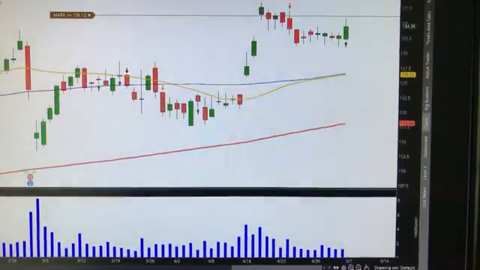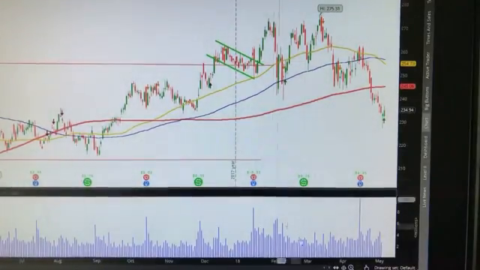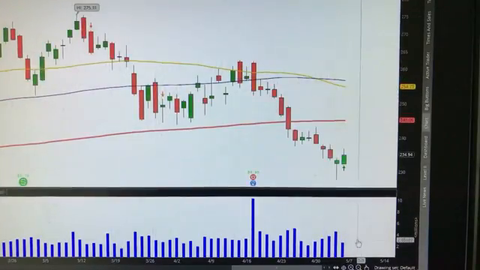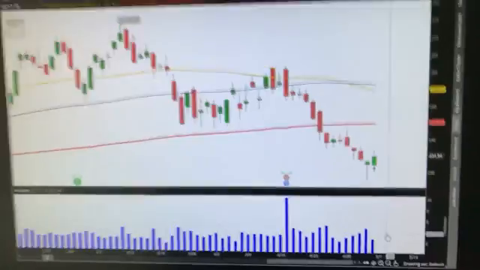We have the same signals on the S&P 500, and we have the same signals in the NASDAQ 100. So from my perspective here, this is an opportunity to go ahead and nibble a little bit on the long side. Again, this is the B2 reversal.